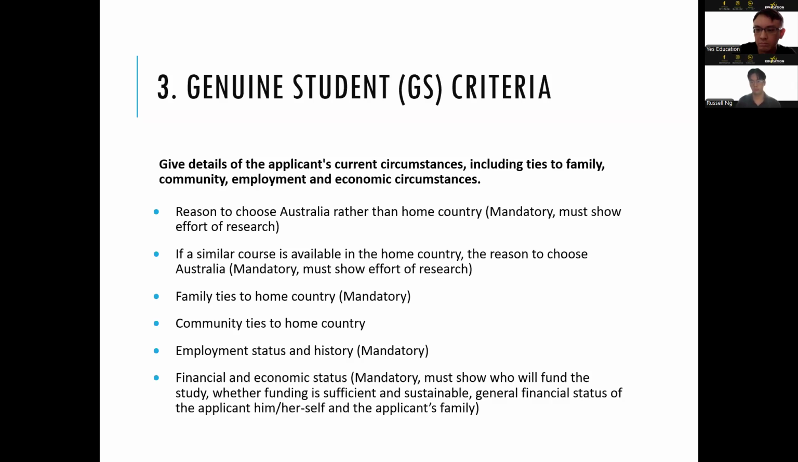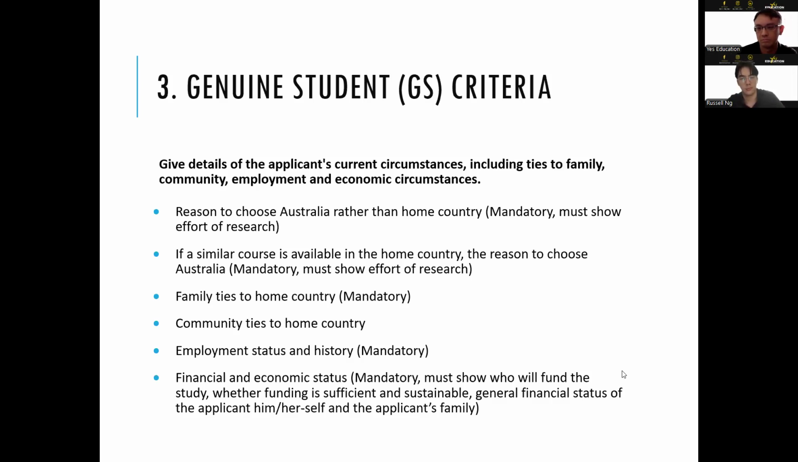This essentially is a legal tool for the visa officer to refuse a visa. So it's a refusal tool. What we are going to do is try to minimize the possibility that the visa officer can get to you on some of the issues listed here in those questions. So we are looking at the first big question in the GS criteria. Give details of the applicant's current circumstances, including ties to family, community, employment, and economic circumstances.